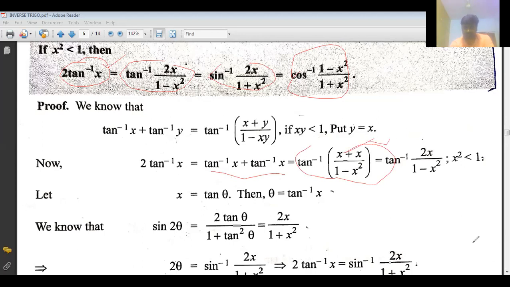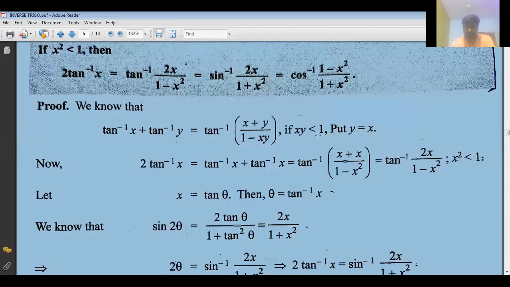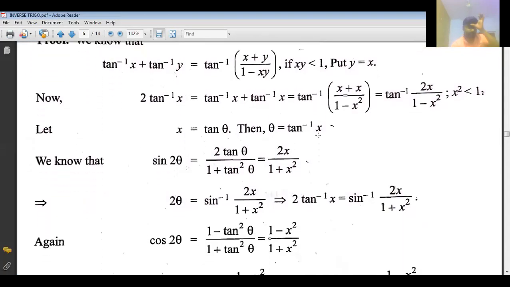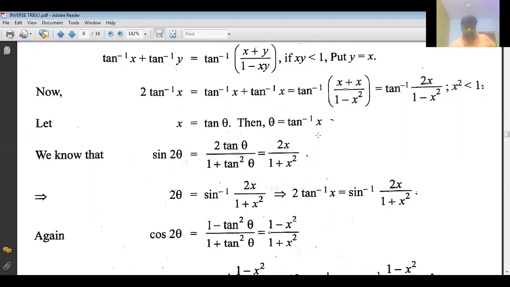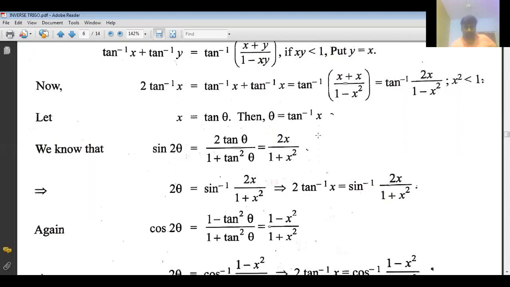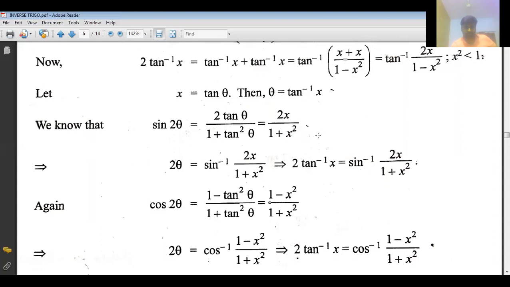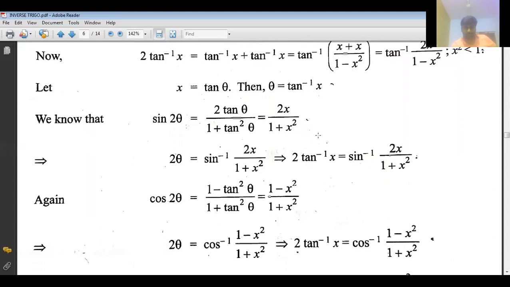So in the previous way we can go for solving this. See here, like this we'll solve. Sine 2 theta is 2 tan theta by 1 plus tan square theta. Okay, that is the formula. So in place of tan theta, what can I take? x. So 2x by 1 plus x square, and 2 theta equals sine inverse of 2x by 1 plus x square.